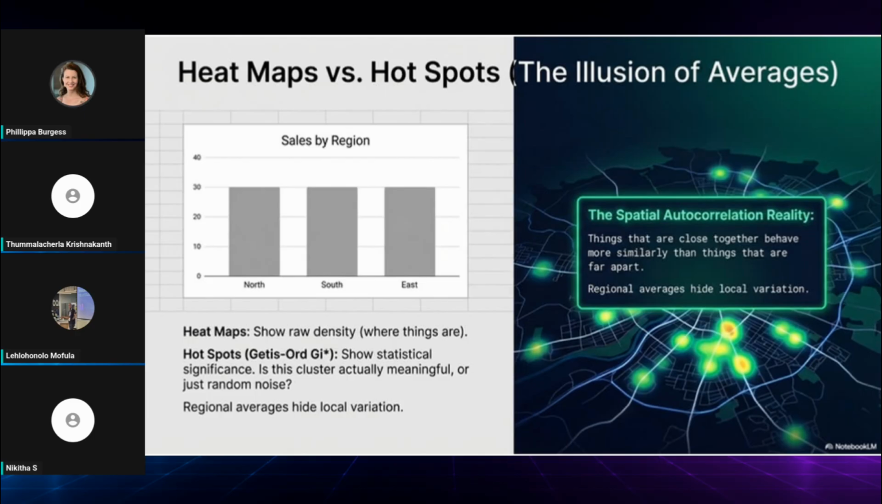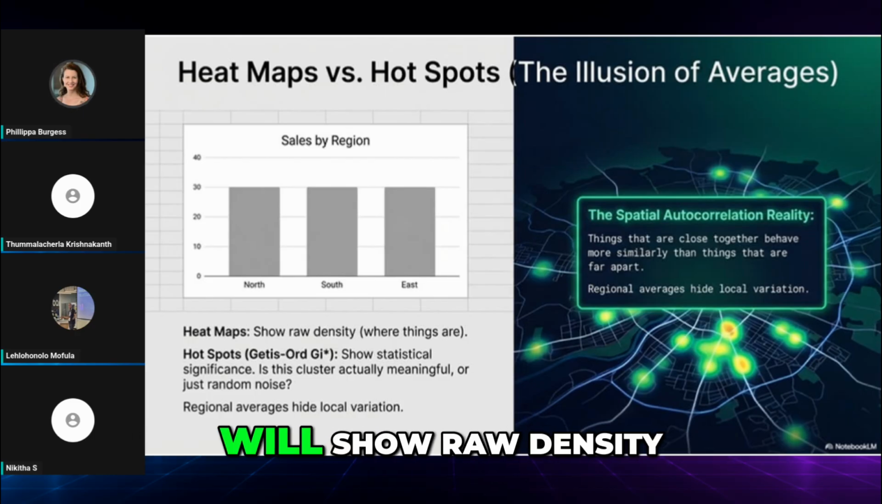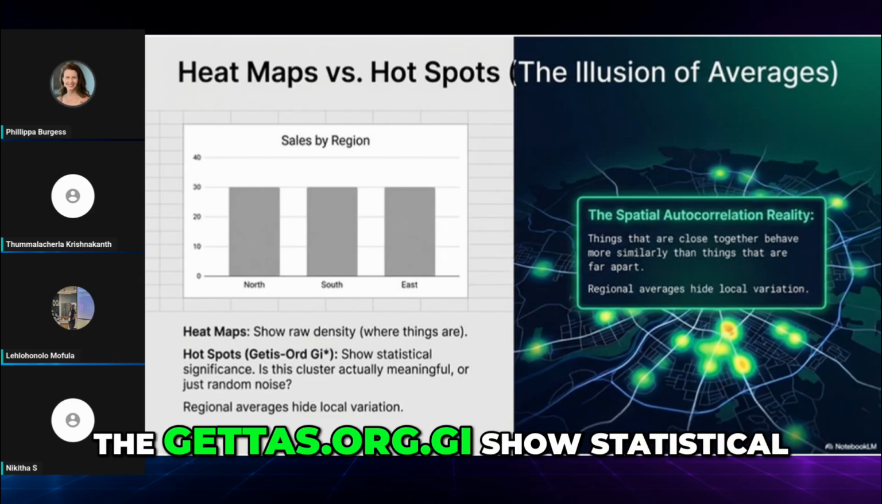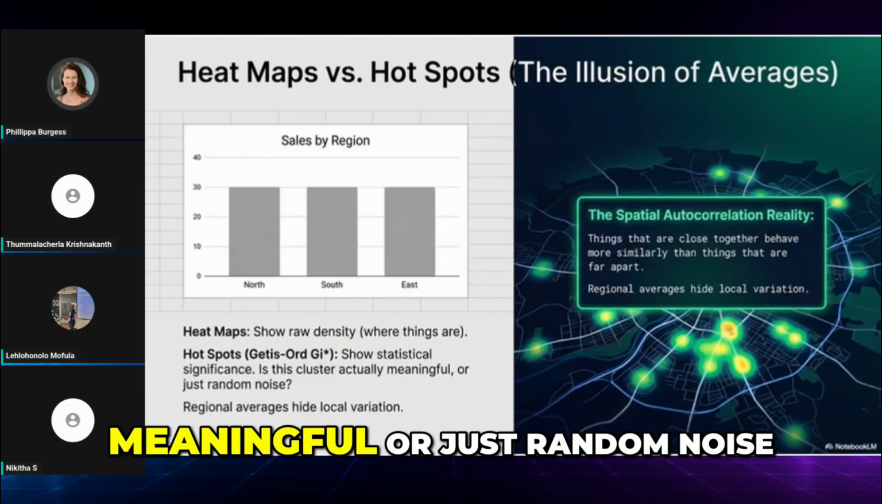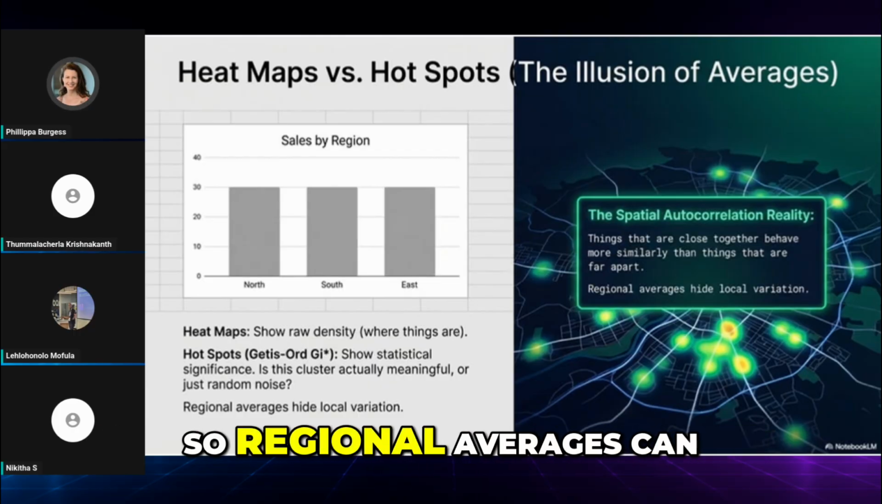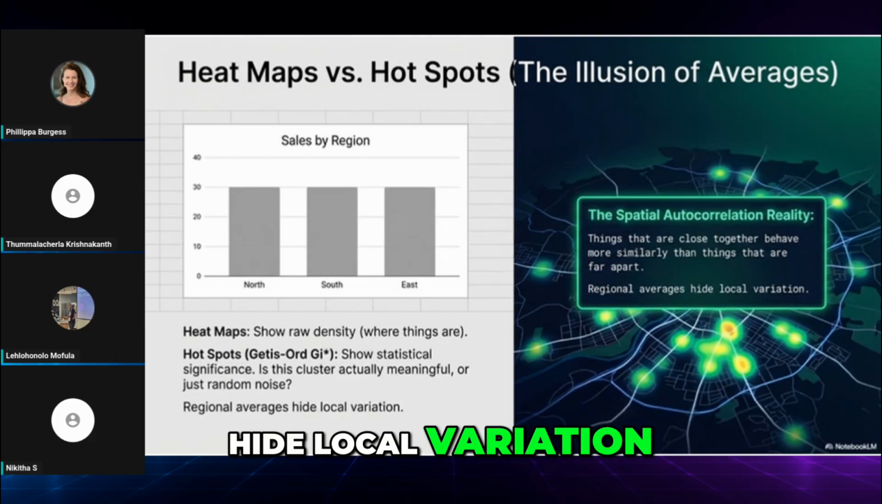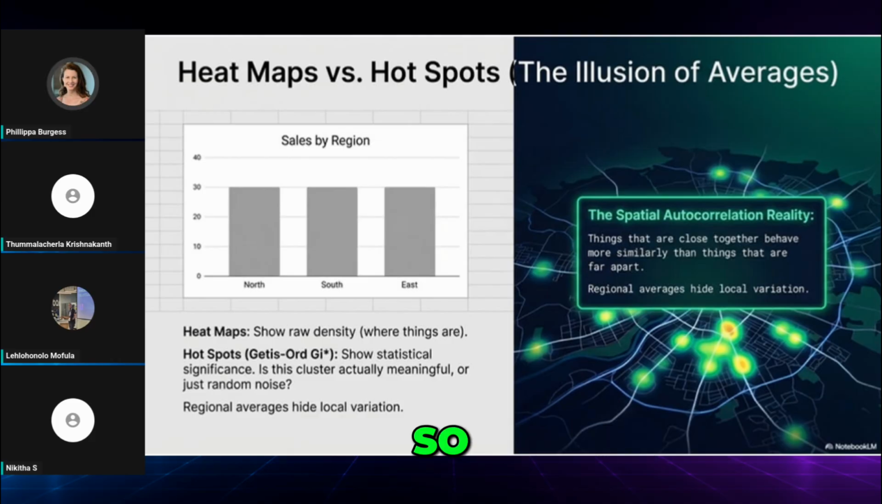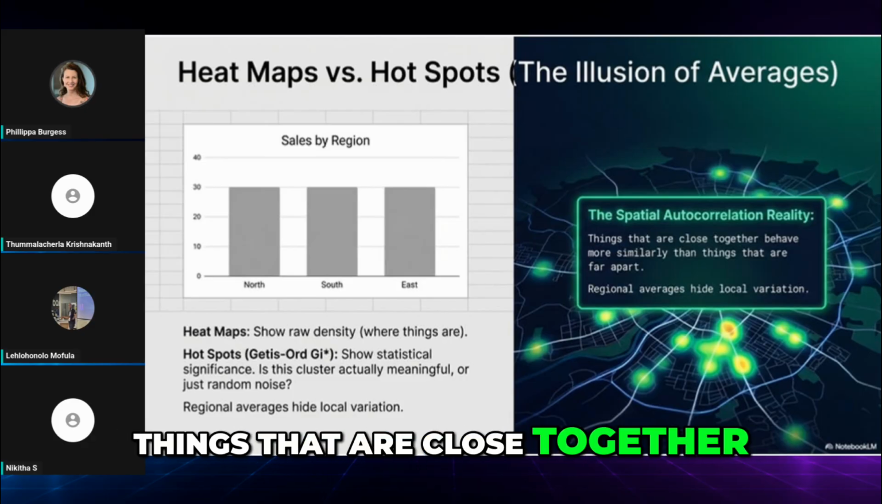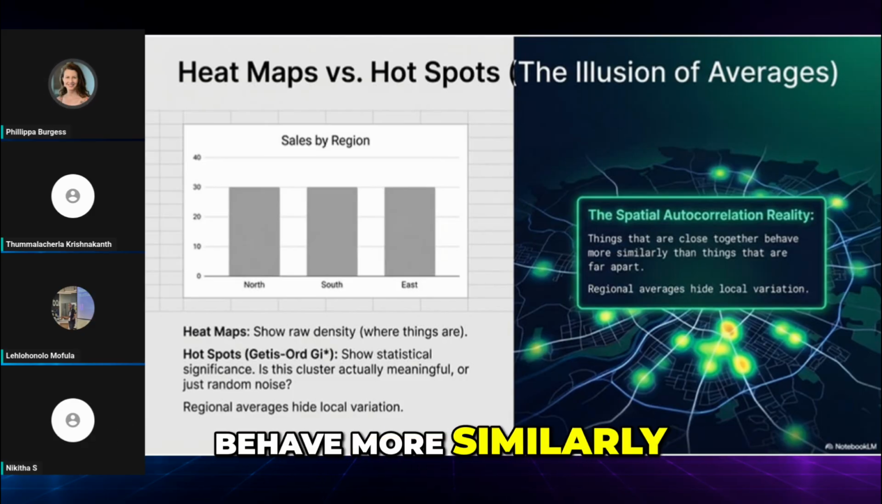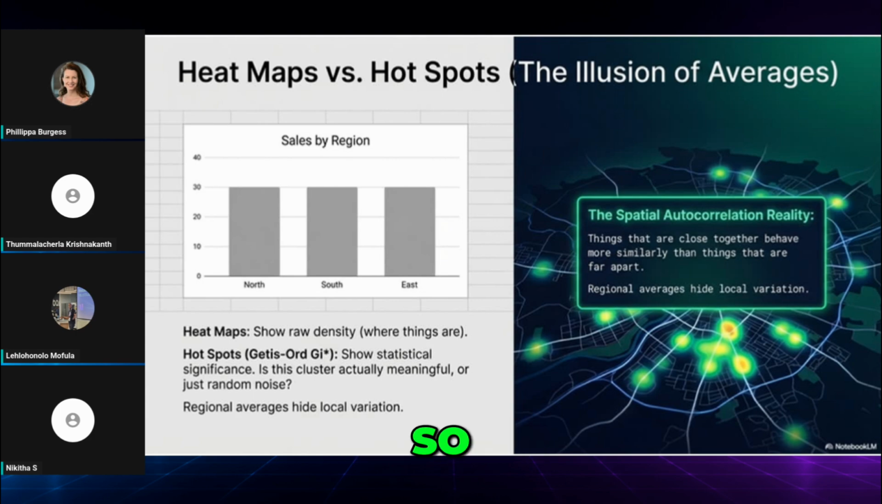But there are concepts, for example, like a heat map will show raw density, where things are. And then there are hotspots, the Getis-Ord Gi*, which show statistical significance. Is this cluster actually meaningful or just random noise? Regional averages can hide local variation. That's the spatial autocorrelation reality: things that are close together behave more similarly than things that are far apart. So that's why regional averages can hide local variations.